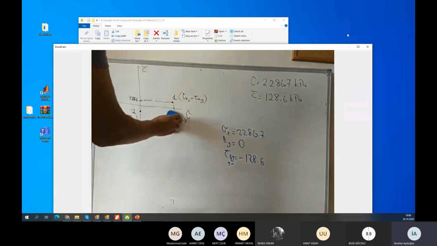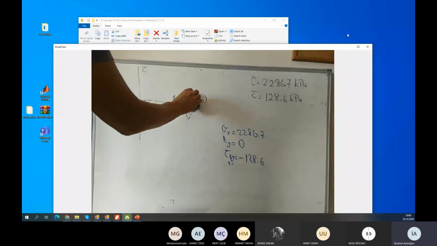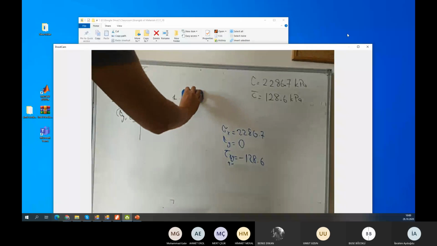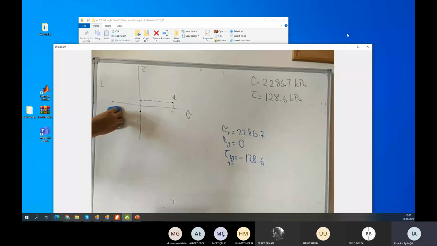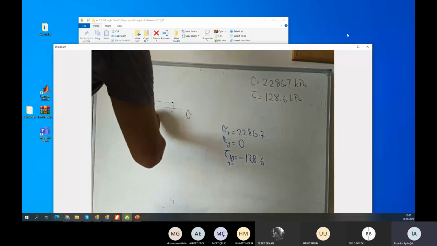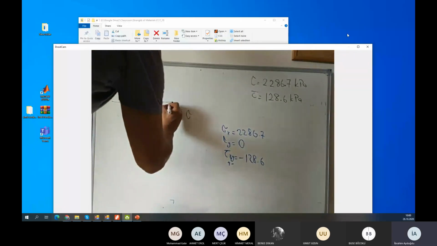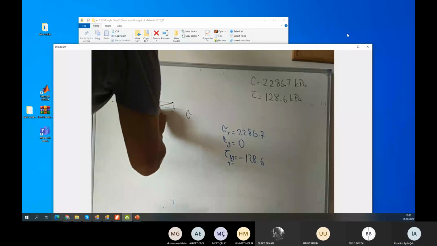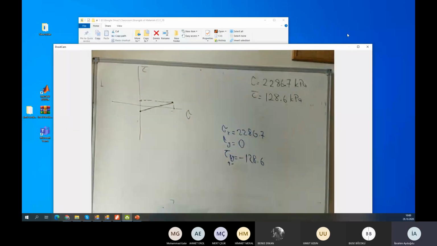After marking 2 points, I need to take this part and this part because I need enough space to draw a Mohr circle. Okay, I merge these 2 points. I draw a line between those 2 points. This is the diameter of my circle.